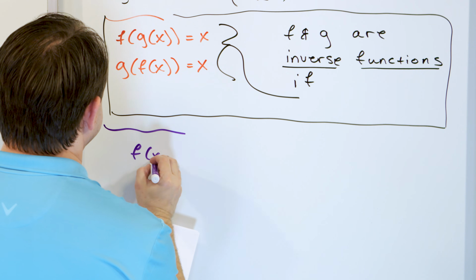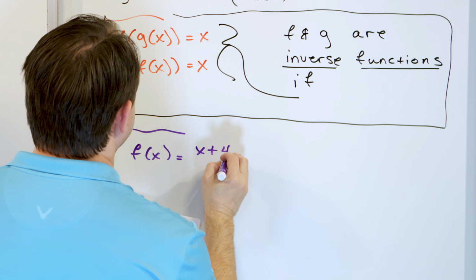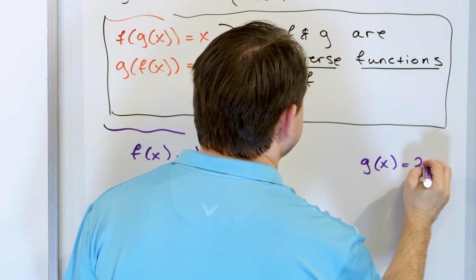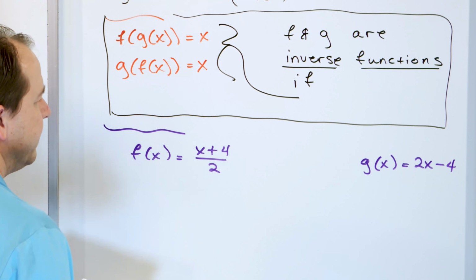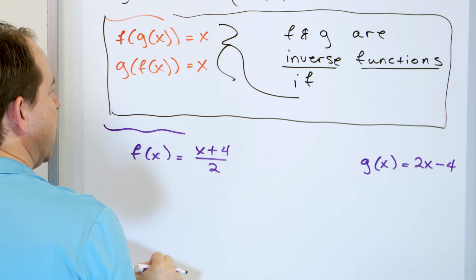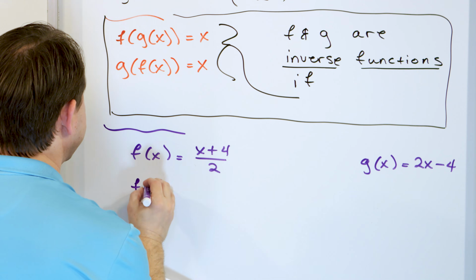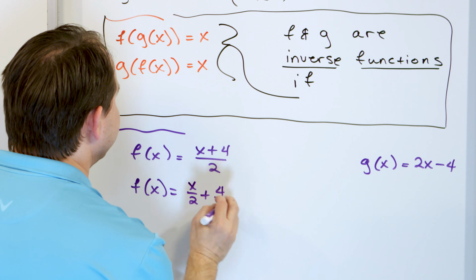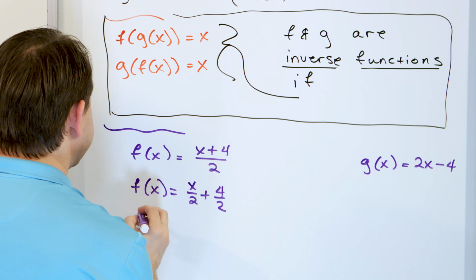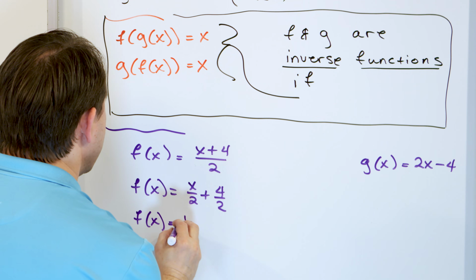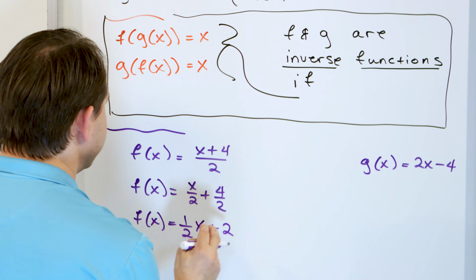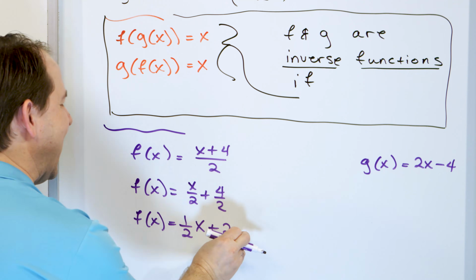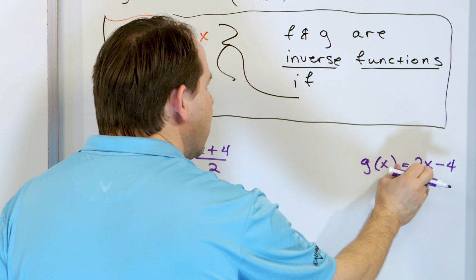We have f of x is equal to (x plus 4) over 2. That was function number 1. And g of x is 2x minus 4. This is a line, and this, you might not realize it, but it's also a line. Let's manipulate this a little bit. F of x can be broken up as x over 2 plus 4 over 2. Just divide each term by 2. Of course, this is going to be f of x equals 1/2 times x plus 2. mx plus b. mx plus b. They're different lines. The y-intercepts are different, and the slopes are different, but they're both lines.